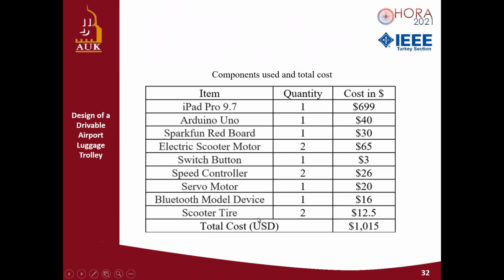This table lists the components used for the proposed drivable trolley. You can see here that the total cost of it is around $1,000. However, note that this excludes the cost of the trolley itself. We were given the trolley and we made modifications to the original trolley. If the cost of the trolley were to be included, this will increase the cost a little bit.